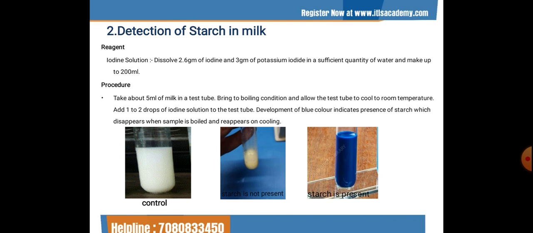The simple procedure is to take 5 ml of milk in a test tube, bring it to boiling and allow the test tube to cool to room temperature. Now add 1 to 2 drops of the iodine solution we have prepared to the test tube. The development of blue color indicates the presence of starch, which disappears when the sample is boiled and reappears again on cooling. Now here is the diagram. Starch is not present in the second picture and it shows the presence of starch in the third picture, which is showing the adulterated milk.